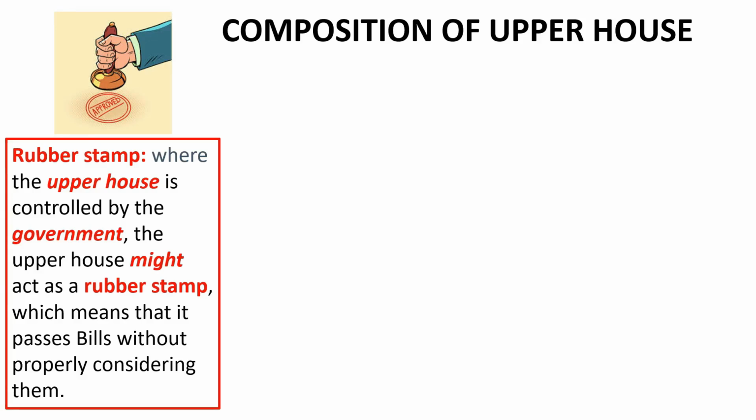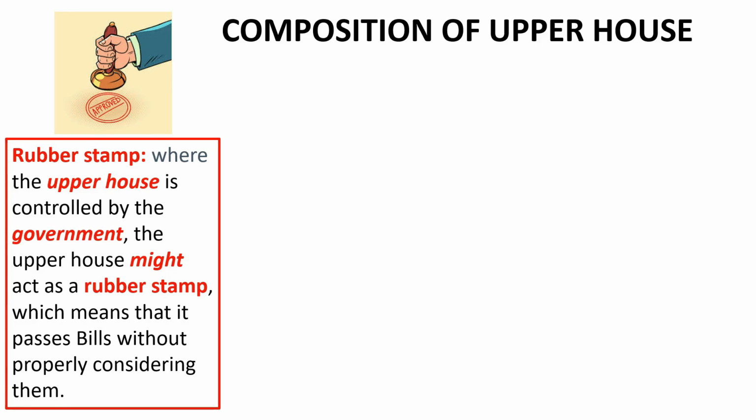On this slide, I will explain the three possible scenarios for the composition or makeup of the upper house. This could be the Senate in the Commonwealth Parliament or the Legislative Council in the Victorian Parliament. The first scenario is where the upper house is controlled by the government. That is, it's controlled by the party that has the majority of seats in the lower house.